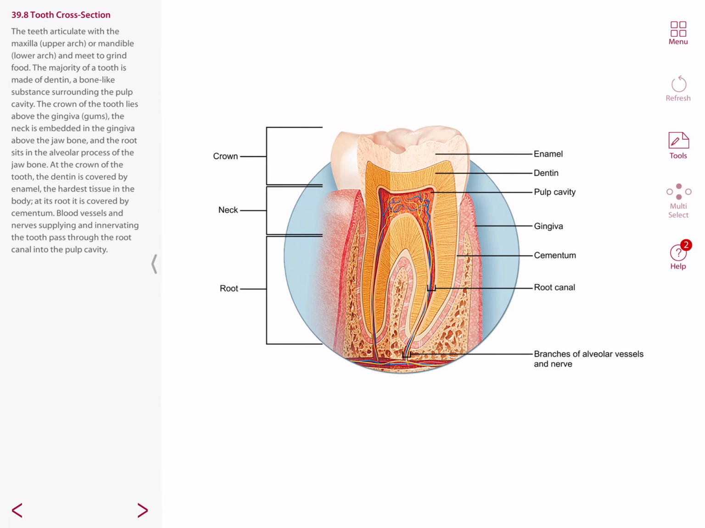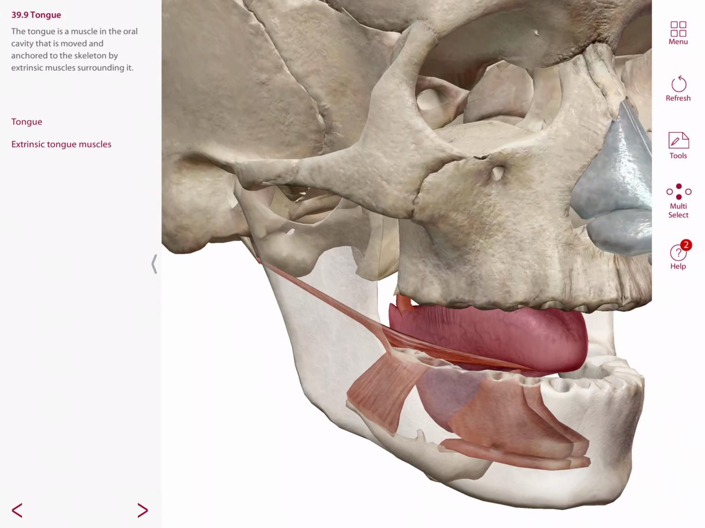We're not going to worry too much about the inside of a tooth, but you've got enamel. Enamel is the hardest tissue in the body, and that covers up the dentin. The dentin is the majority of the makeup of the tooth. Then down at the bottom, we've got the branches of the alveolar vessels and nerves entering in through the root canal, and then we go into the pulp cavity up there. That's when you have real sensitivity, when they've had to drill through the enamel, through the dentin, and now you're into that pulp cavity where you have direct exposure to those free nerve endings.